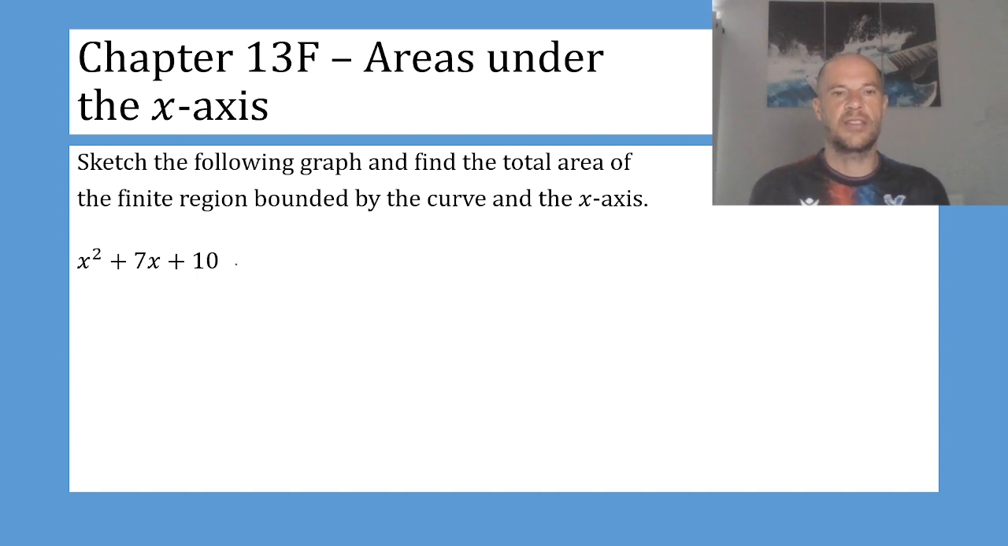x-axis. Okay, so if I were to set this equation to 0, I can factorise, so x plus 5, x plus 2 equals 0. So x is negative 5 and x is negative 2. So my curve cuts through at minus 2 and minus 5. So if I'm interested in the finite region, that is this area here. This is the finite region because on the other side, these lines will go on to infinity, so that'll be the infinite region. So this is what we're working out, and it's underneath the x-axis.